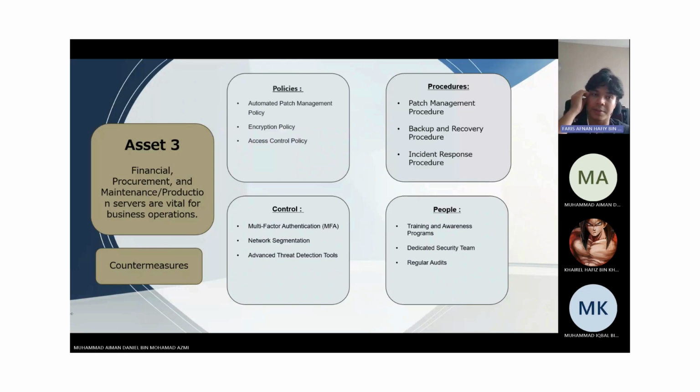In conclusion, for asset number 3, our comprehensive risk assessment has identified significant vulnerabilities and threats to the financial, procurement, and maintenance of production servers. By implementing these proposed countermeasures, we can mitigate this risk and ensure the continuity and integrity of your operations. And I will pass it to Mr. Aiman for asset number 4.